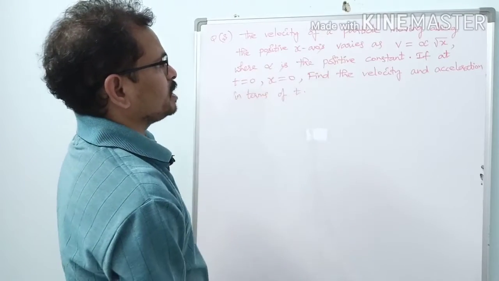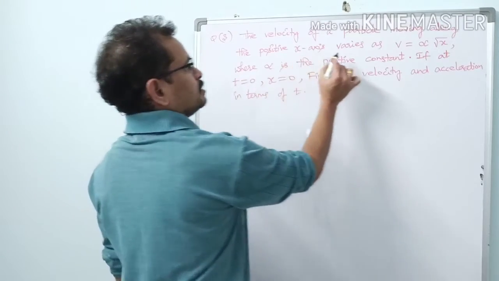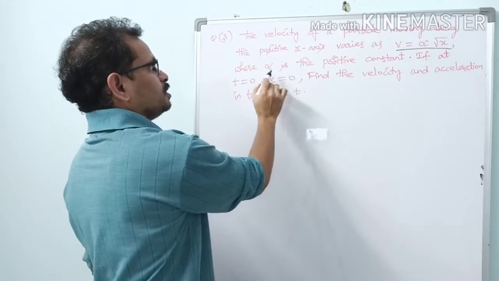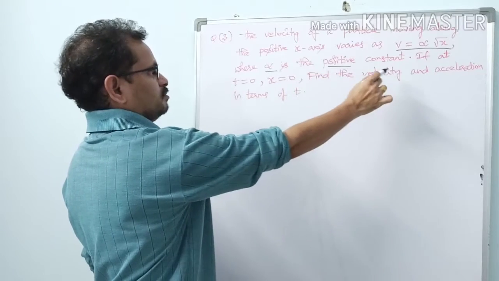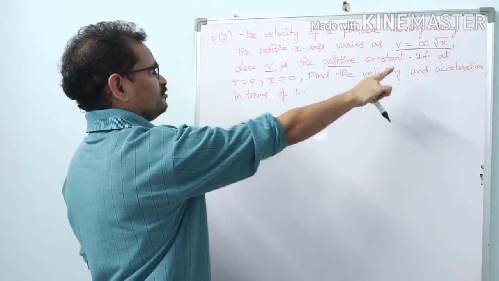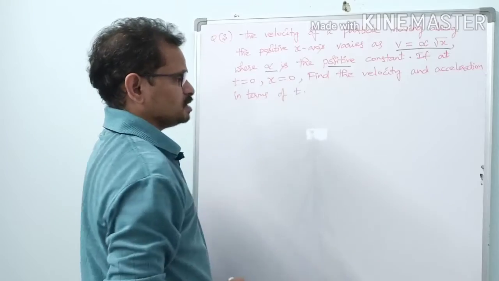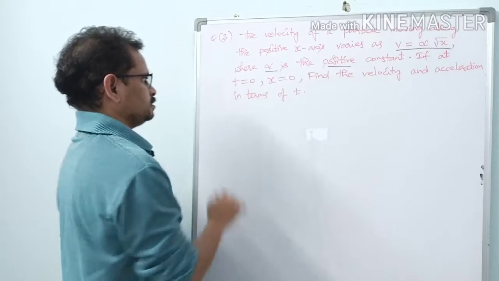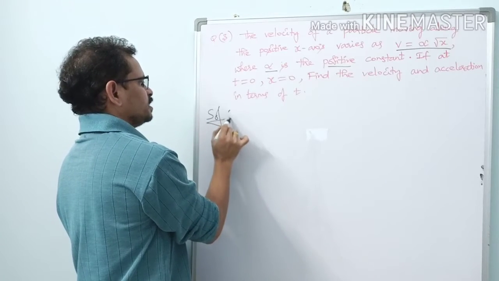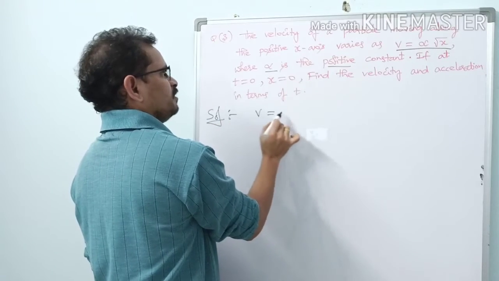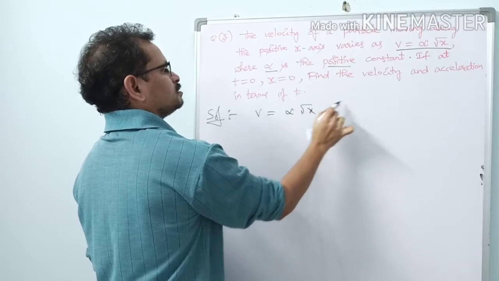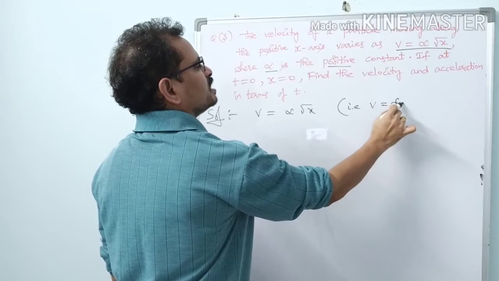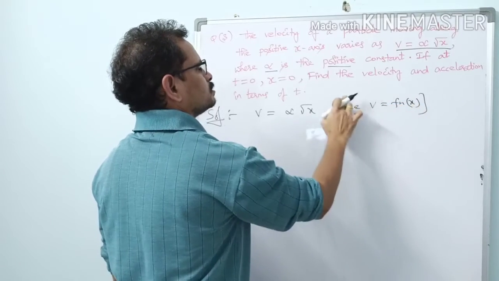The velocity of a particle moving along positive x-axis varies as v equal to alpha root x, where alpha is a positive constant. If at t equal to 0, x equal to 0, find the velocity and acceleration in terms of t here. So what is given? Velocity v equal to alpha root x. What does it mean? That is, the velocity is given as a function of x.